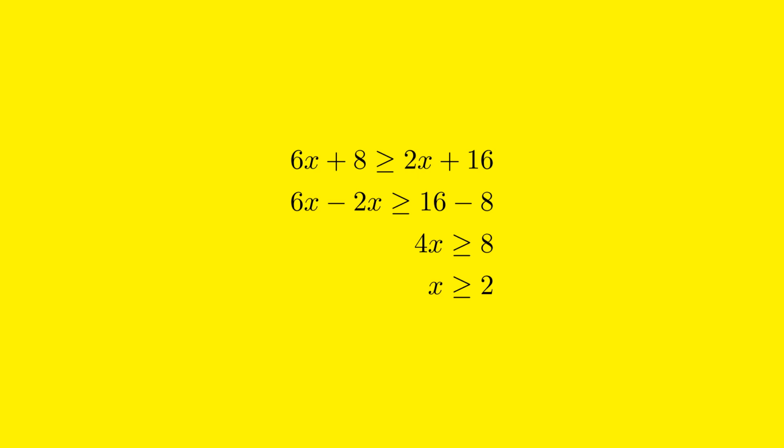Next, the term 8 on the left needs to go to isolate x. To do this, we subtract 8 from both sides of the equation. Our equation now becomes 4x is greater than or equal to 8. The final step to find the value of x is to divide both sides by 4, since x is being multiplied by 4. On doing that, we get x is greater than or equal to 2. Thus, the correct answer is x is greater than or equal to 2.